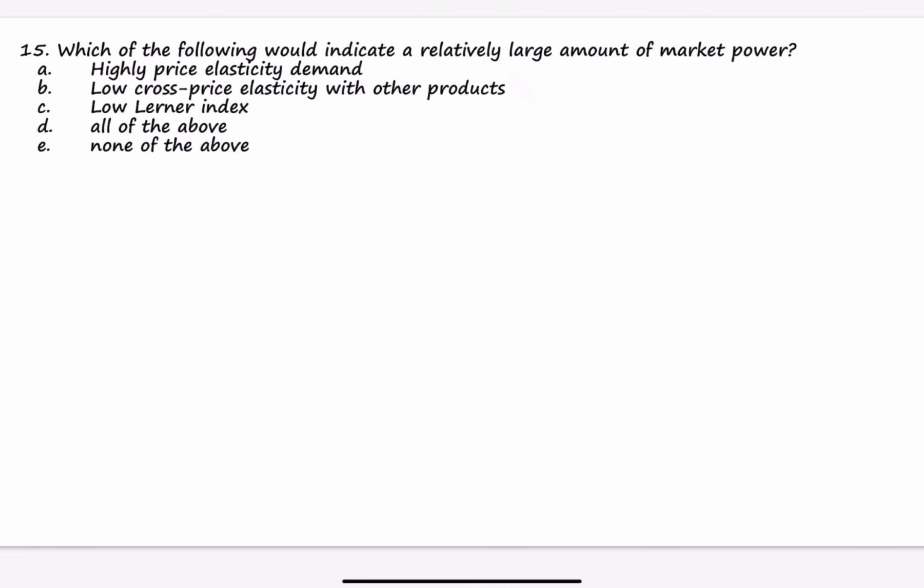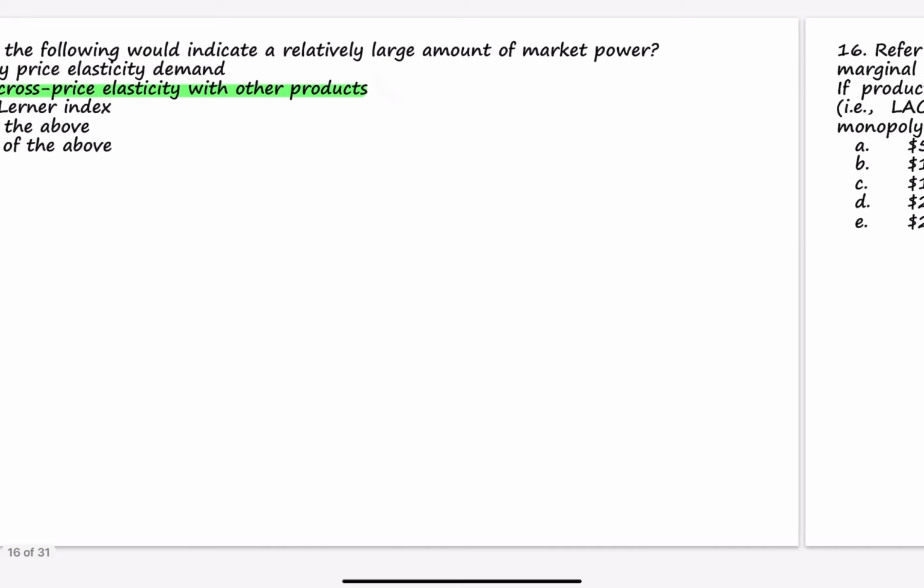15 says, which of the following would indicate a relatively large amount of market power? Low cross price elasticity with other products. This means that they are able to increase their price and consumers are less likely to switch to another good. So maybe that means people are really, really invested in their particular item, their particular product, even though there's other substitutes, or maybe there's just really not that many and the substitutes aren't very comparable.